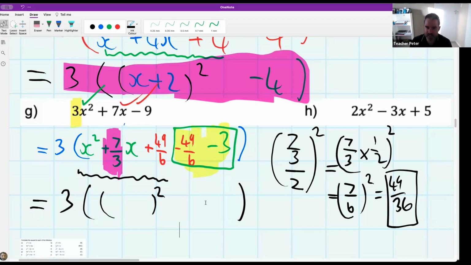So minus 49 over 6 minus 3. Maybe I'm going to do it on my calculator. I mean, you can do it. So let me take out my calculator. Minus 49 divided by 6. And then take away 3. I get minus 67 over 6.